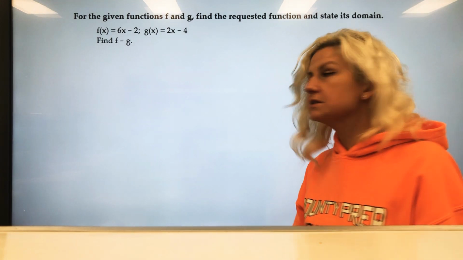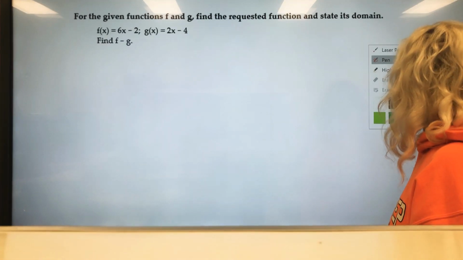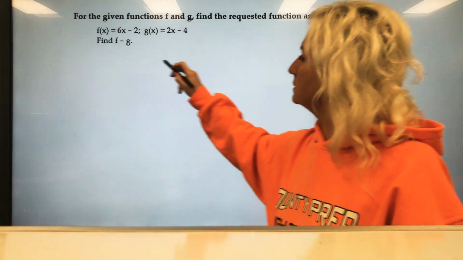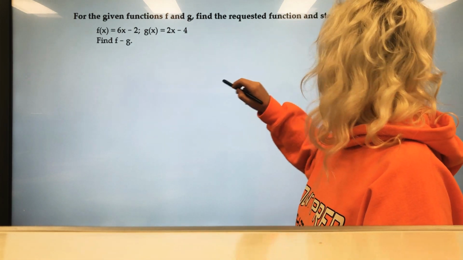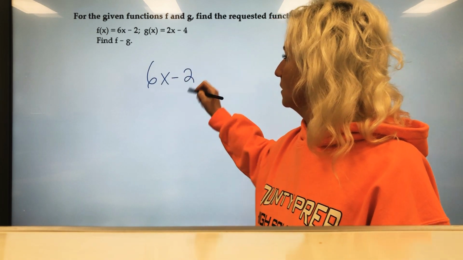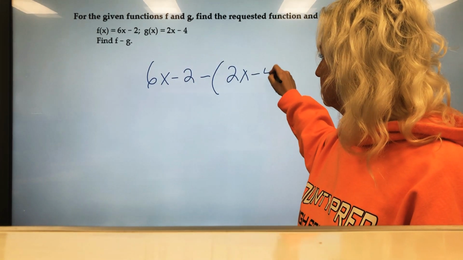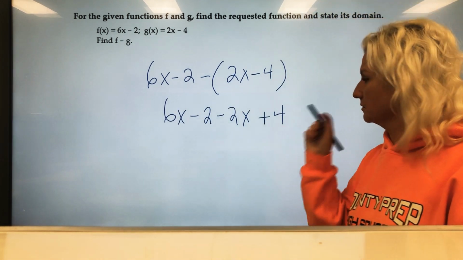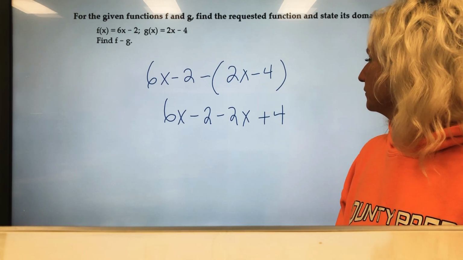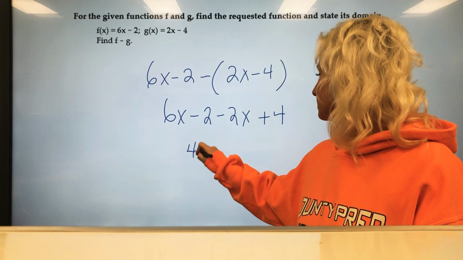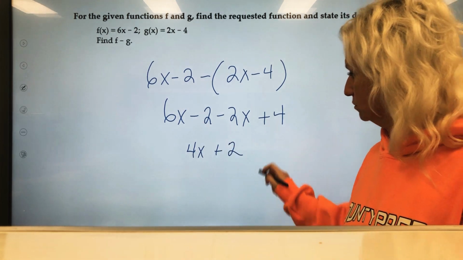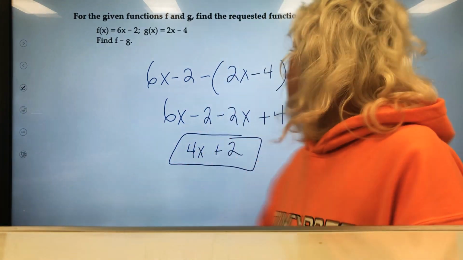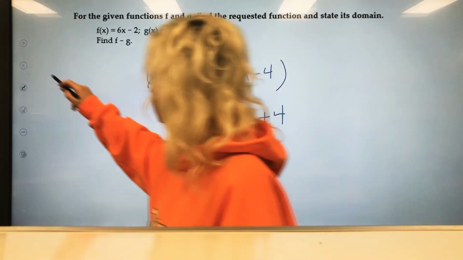All right, so this one is number 9. Given the functions f of x and g of x, find f minus g, and then state its domain. So here's f minus g. Make sure to distribute, right? And then we have 4x plus 2. That's it, and your domain is all real numbers. There's no restrictions there. So that was an easy one, but I had a question about that.